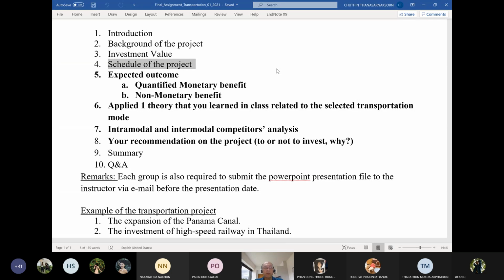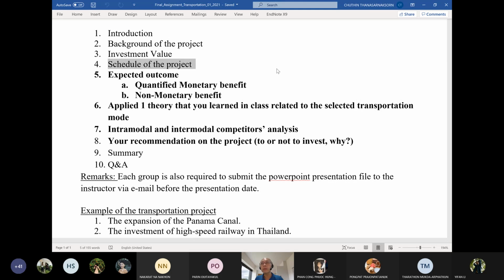And then expected outcome, in terms of money and in terms of not money. For example, money is quite obvious, right? If you invest like 2 billion baht, the return will be in 20 years. Each year you get 200 million baht or something like that. That's quite obvious, right? Monetary benefit. But if it's a transportation related project, we will talk about non-monetary benefit.